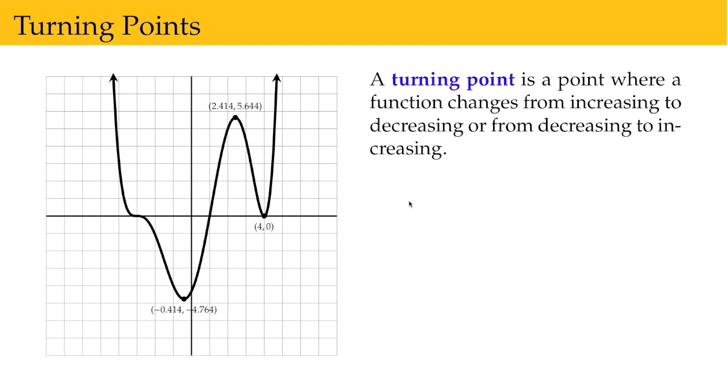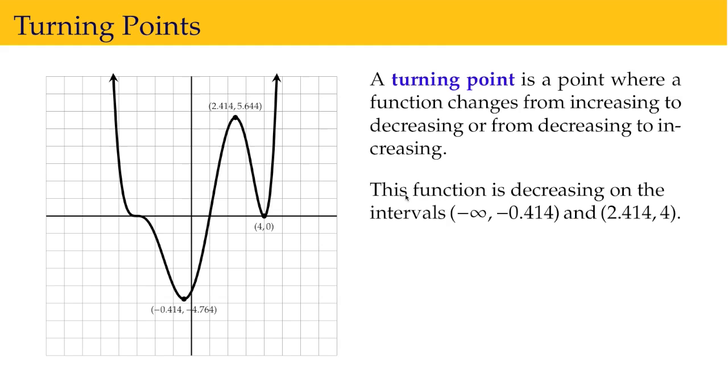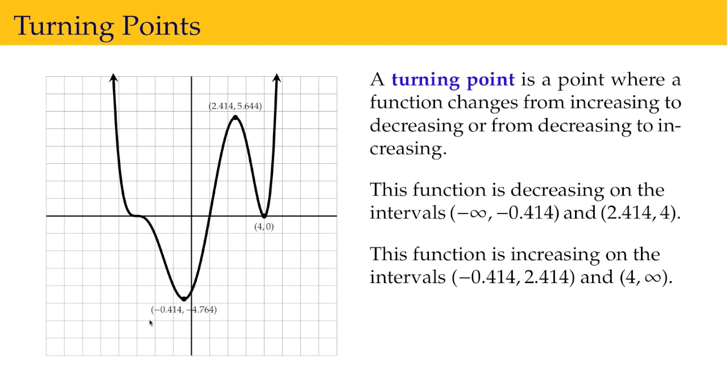So we can list these out. Like I said, the function is decreasing on the intervals from negative infinity to -0.414. That was this part of the graph. And it's also decreasing from 2.414 to 4. Then it's increasing from -0.414 all the way to 2.414. And it's also increasing from 4 to infinity.